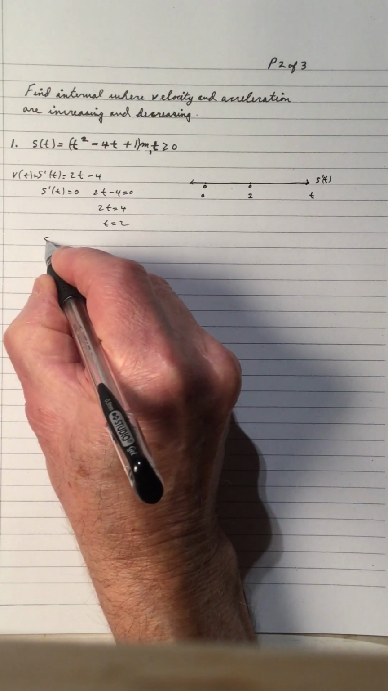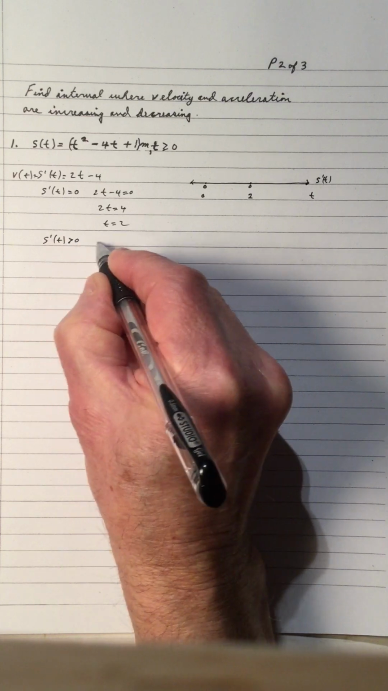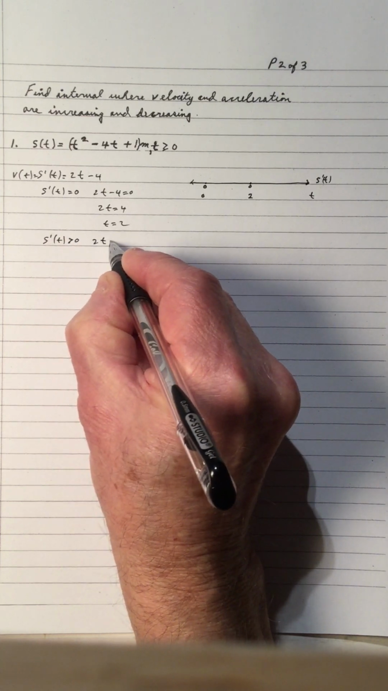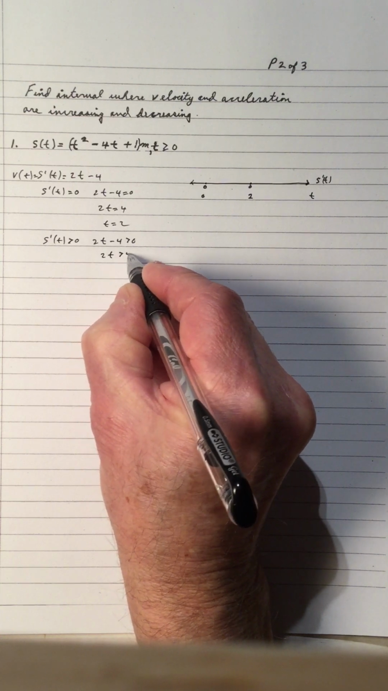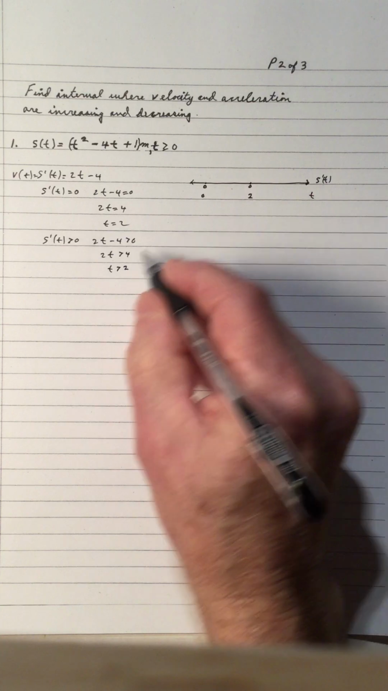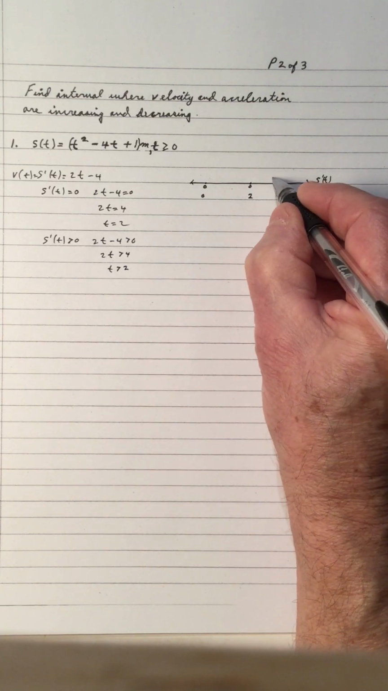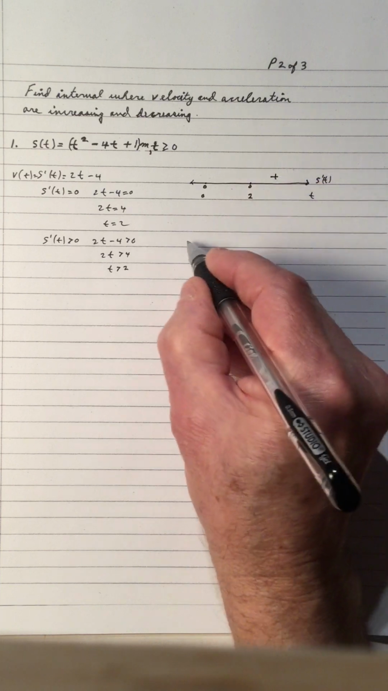So let's look at where s prime of t is greater than 0. So 2t minus 4 is greater than 0, 2t is greater than 4, t is greater than 2. So when t is greater than 2, the velocity is positive, greater than 0.